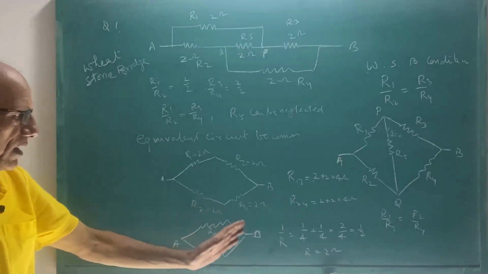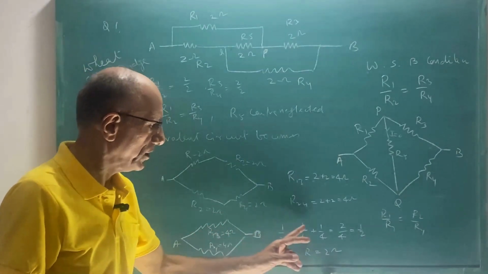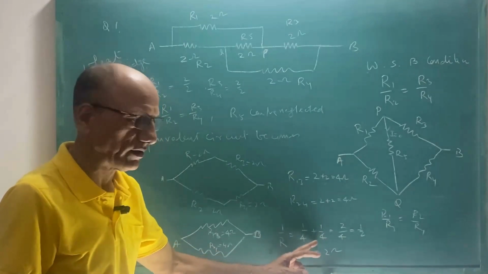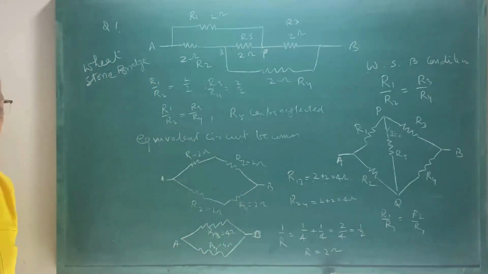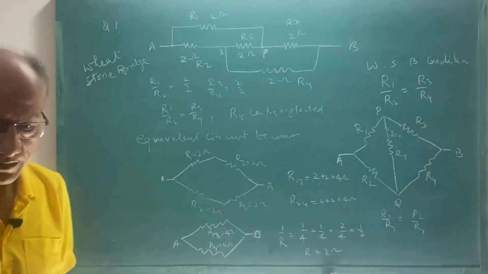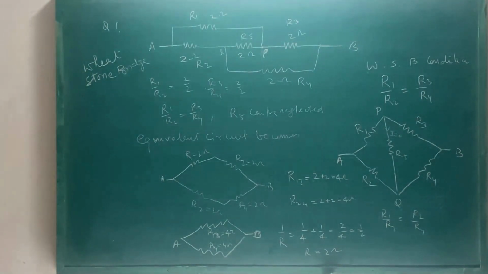So net R: 1 by R equals 1 by 4 plus 1 by 4, that is 2 by 4, that is 1 by 2. So R is equal to 2 ohm. So this is the correct answer. This way you can do it.